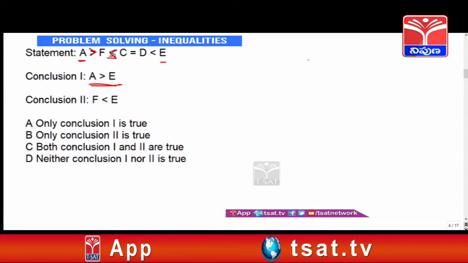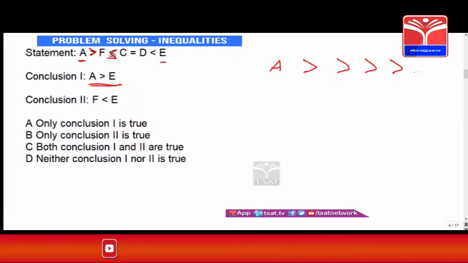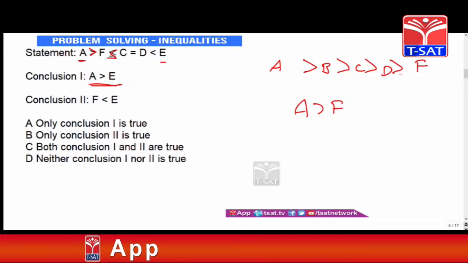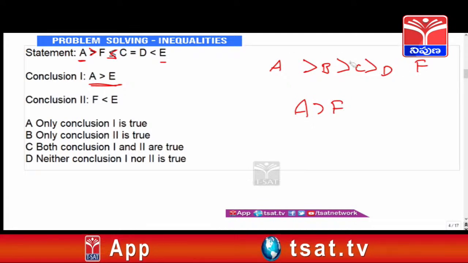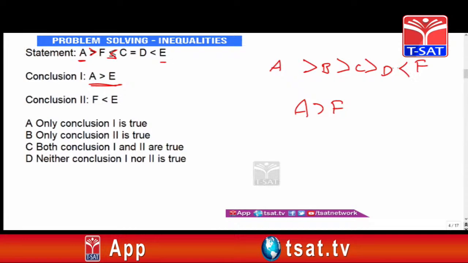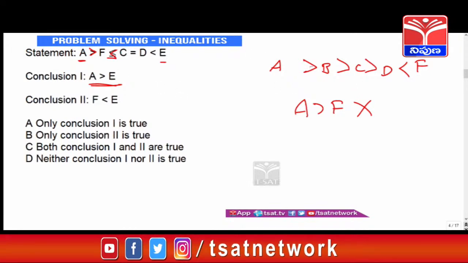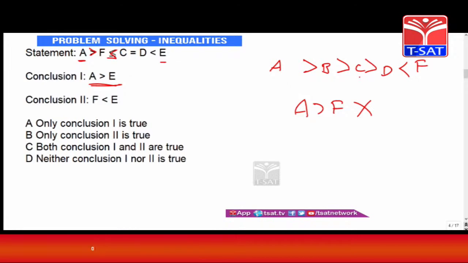So always remember that whenever all the greater than symbols follow like this, for example, remember this is A and this is F, in between you are having B, C, D like that. So directly I can say A is greater than F, remember that. Then only it follows. Even in one case, if it is less than like this, then this particular conclusion will become wrong. Always for the greater than conclusion, all the statements should also be greater than. If even one symbol is less than, then that particular conclusion becomes wrong.